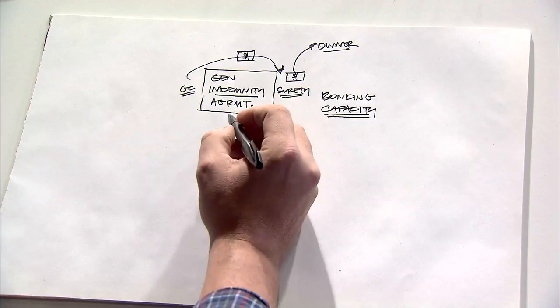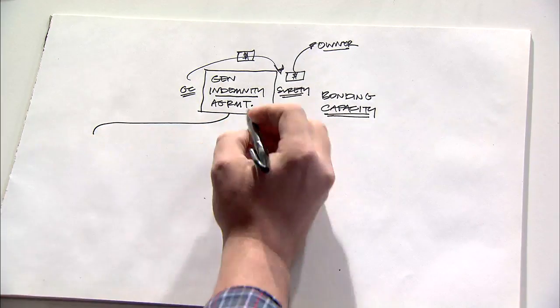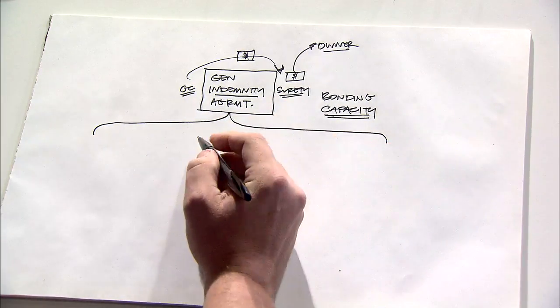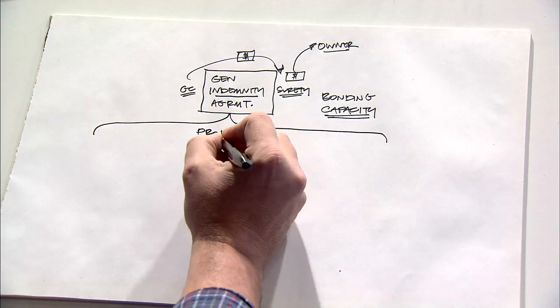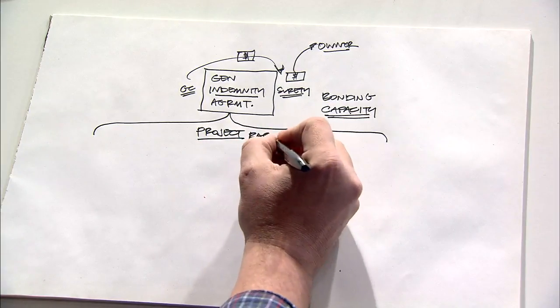And once the general indemnity agreement has been established, the surety would agree to consider writing a variety of different bonds for the contractor, and generally on a project basis, based on their confidence in the contractor's ability.